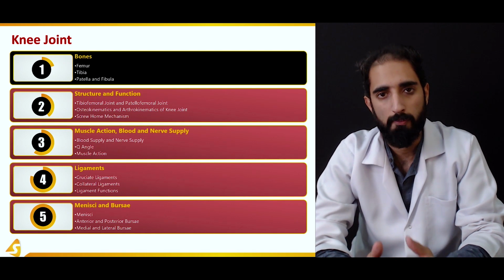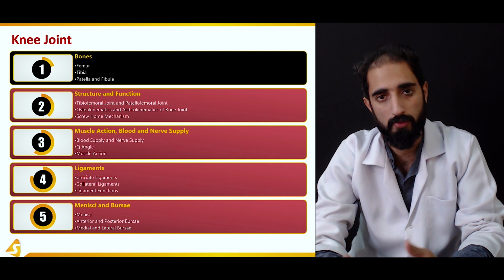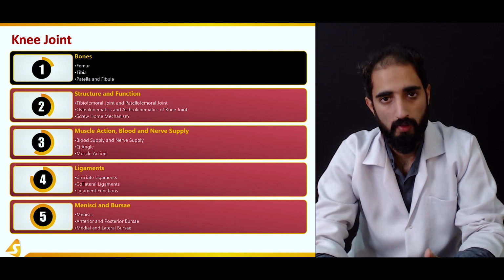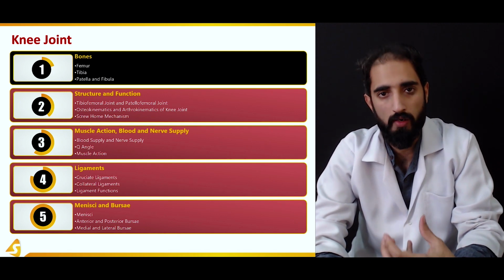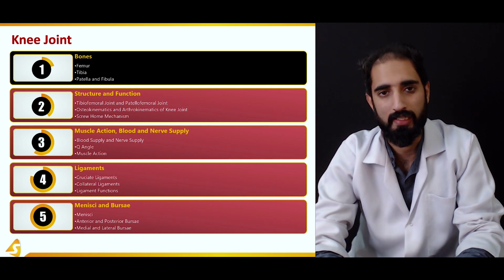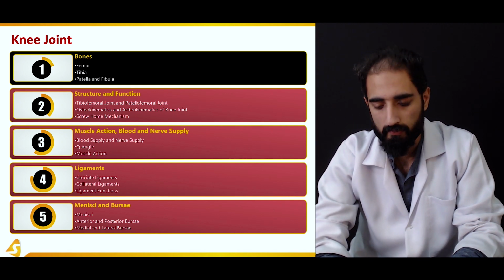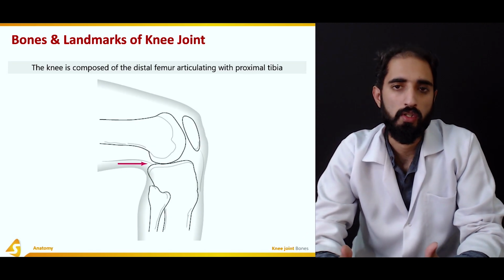Other than that, the patella is also important when it comes to the knee joint because it makes the patellofemoral joint in the region of the knee. Moreover, even though the fibula is not actively participating in making up the joint, we are also going to take a look at the fibula as well. So, the bones and landmarks of the knee joint.